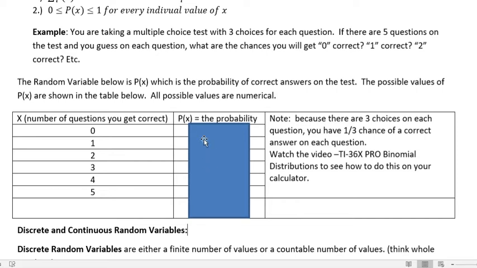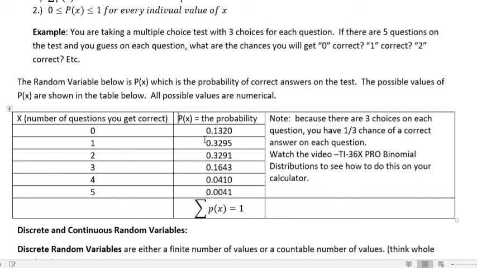So if I delete this square, you can see that the probability of getting 0 questions correct is about 13%. The probability that you'll get 1 correct is about 33%, pretty much the same for 2. But then to get 3 correct, you're about 16%. And then 4 is 4% chance, and 5 is less than 1% chance that you would get those all right if you were just randomly guessing. But the sum of all those probabilities is equal to 1.